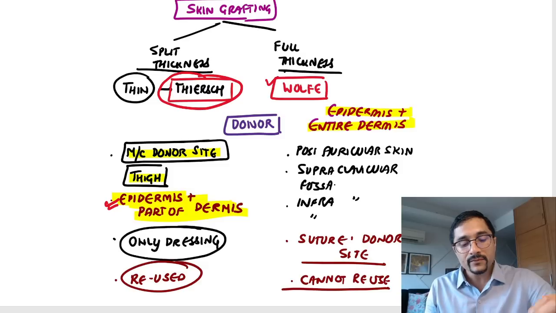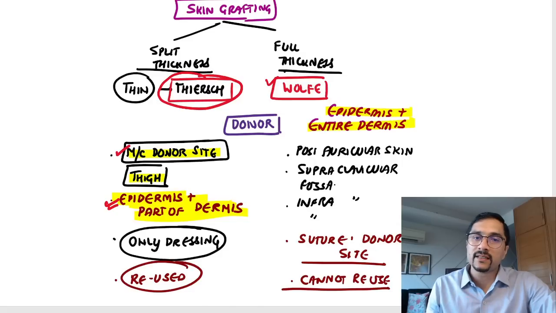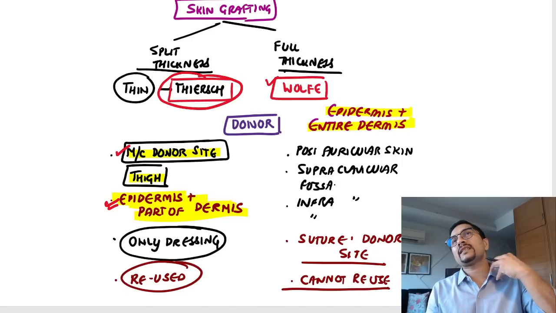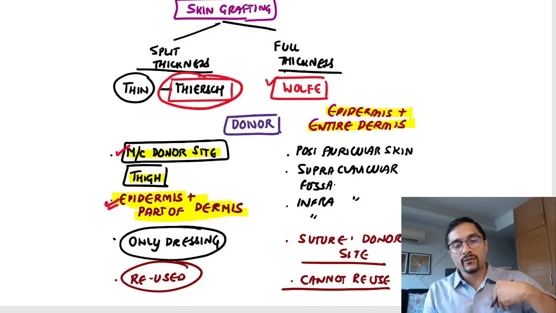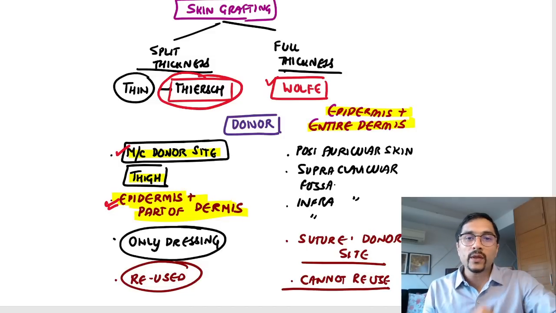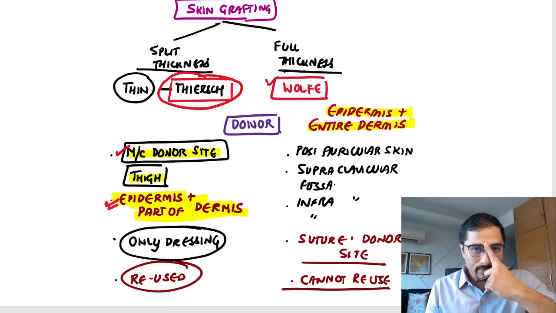Split thickness is also known as a Thiersch graft, whereas full thickness is known as a Wolff's graft. Now the donor site, the most common donor site for split thickness skin graft is the thigh, whereas for full thickness skin graft it is the supraclavicular fossa, infraclavicular fossa, or the postauricular skin. Even the groin skin can be used.